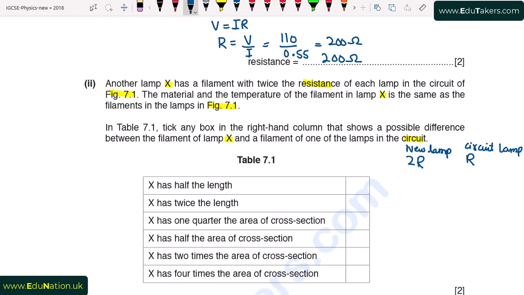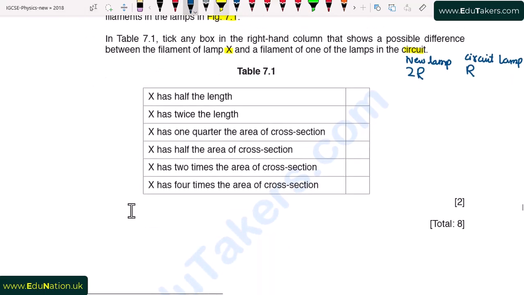So there is a table that shows X has half the length, X has twice the length, X has 1/4 the area of cross section, X has half the area of cross section, X has 2 times the area of cross section and X has 4 times the area of cross section. So basically in this table there are two parameters, that is length and area of cross section. We know the formula of the resistance, that resistance depends upon length and cross section area, and it will be RL over A.